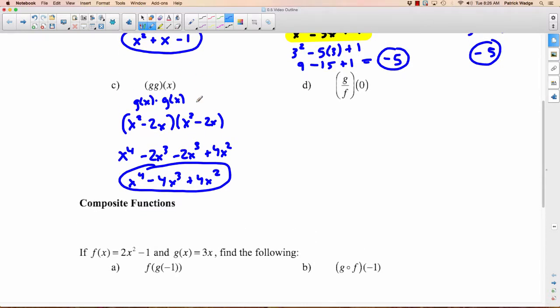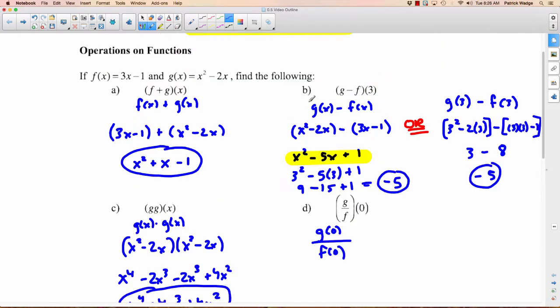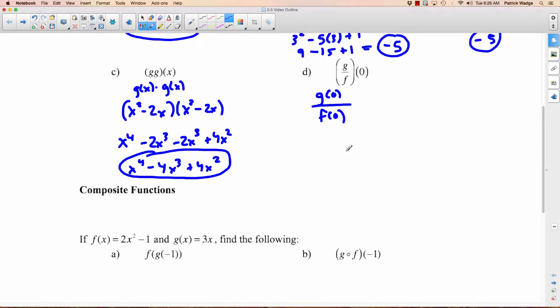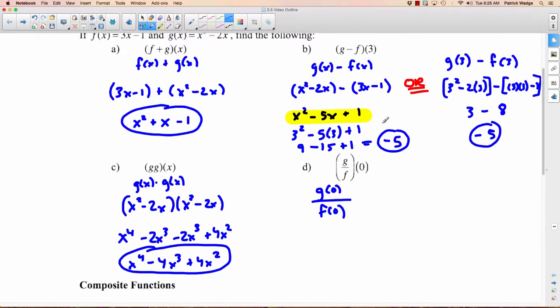And finally, this one, g divided by f of 0. Well, again, g divided by f of 0 is the same as g of 0 divided by f of 0. And just like we did up here, since you know the input, you could start by doing g divided by f of x, and then plug it in. But I think I'm just going to do it this way, just to make it a little bit faster.